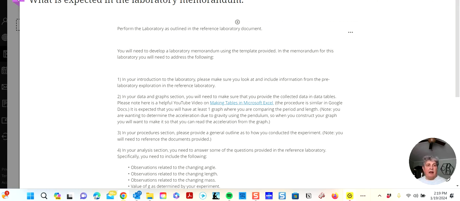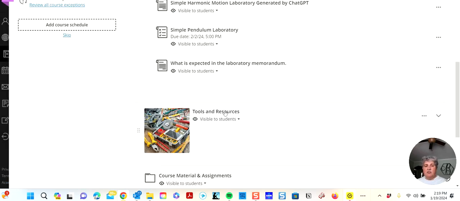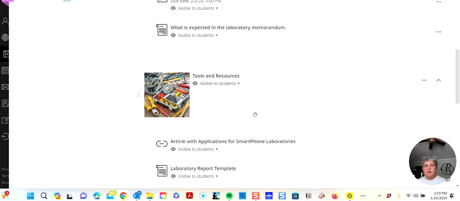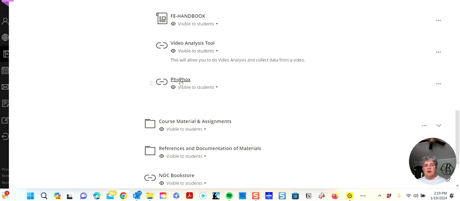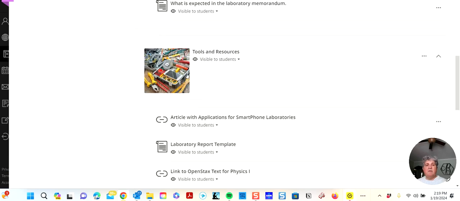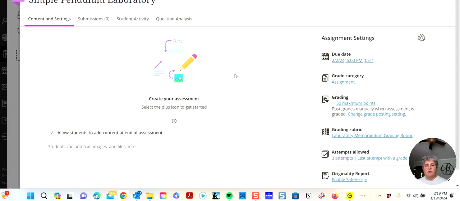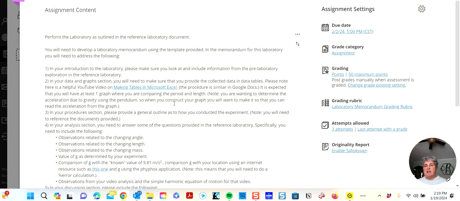Just again to point out a couple of other places here. You want to make sure in the tools and resources, if I click open the tools and resources, there is your application, the 5-FOX application. There is the video analysis tool so that you have that. I've put some other templates there for you so that you can actually reference a few things that are in there. The laboratory is worth 50 points, and you should be able to see the grading rubric associated with the laboratory. So there, the assignment content is there.